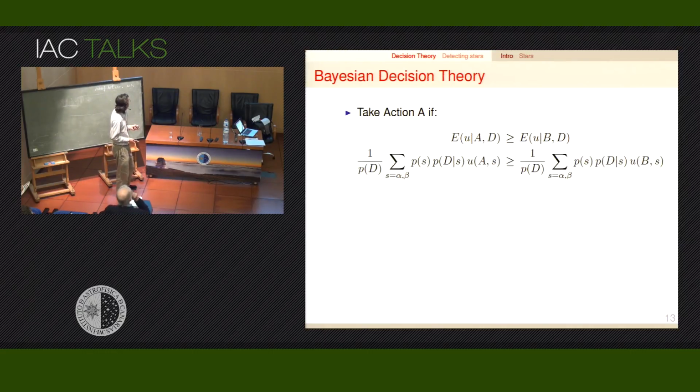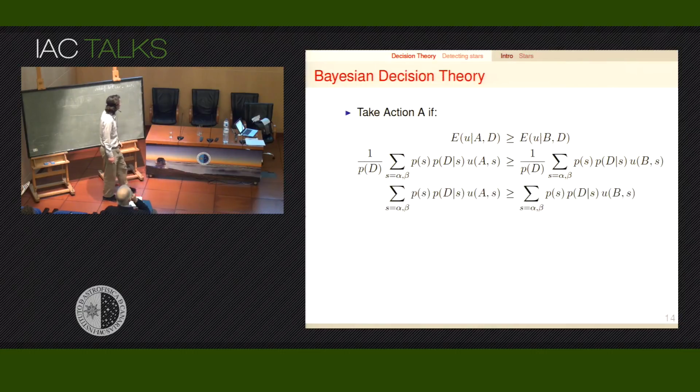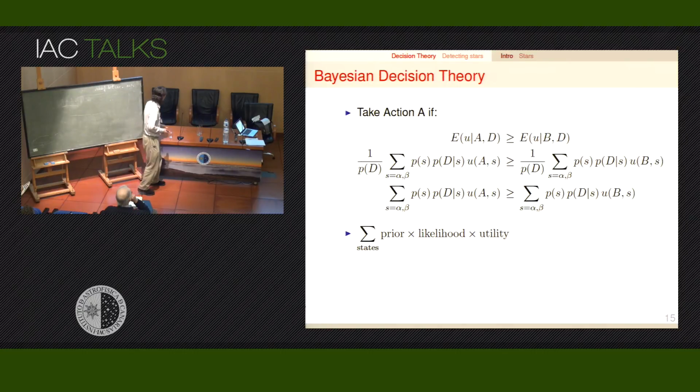Okay, so, sorry, I don't know why I put so many equations here. It's way too many equations. This doesn't say anything useful. That's just writing out what the expectations are. So, conveniently enough, the normalizing factors go away, and you end up with this sum over states of prior times likelihood times utility. So it's really simple and clean.